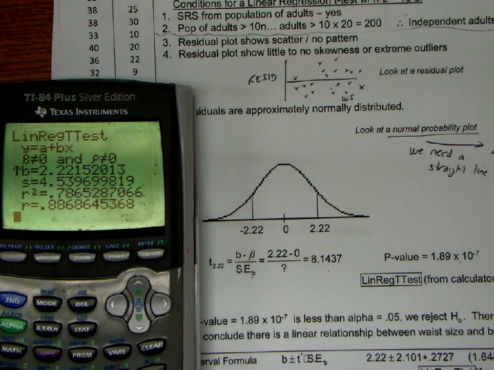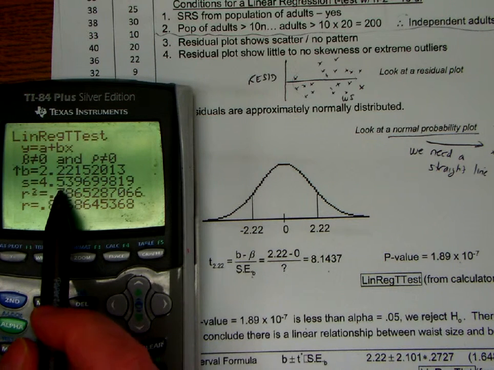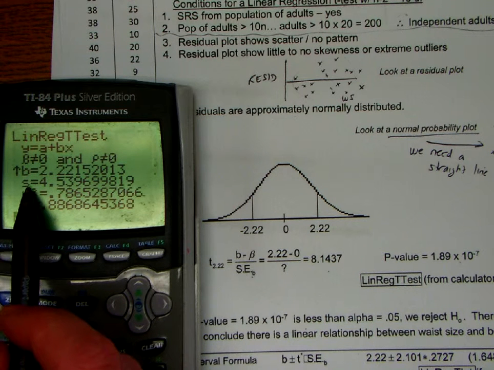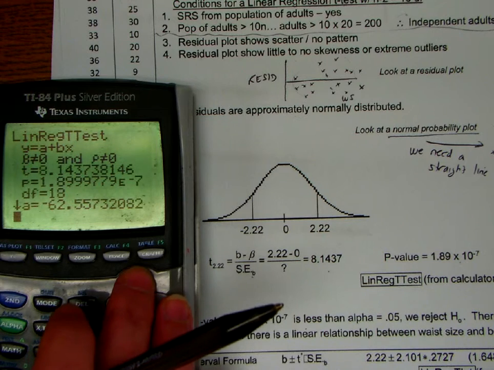That S, see that 4.5396? This is not the standard error of the slope. It is the standard deviation of the residuals. That actually is given in the computer printout. So do not use that S. So just copy down your t-value, p-value.